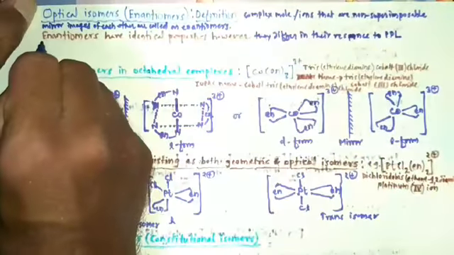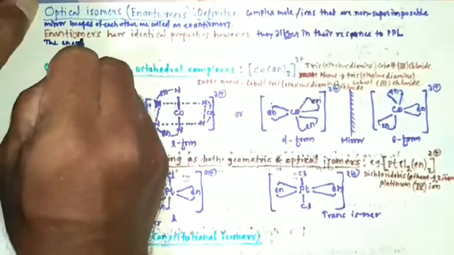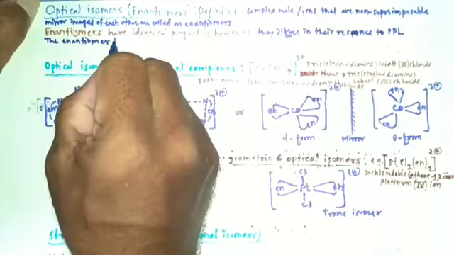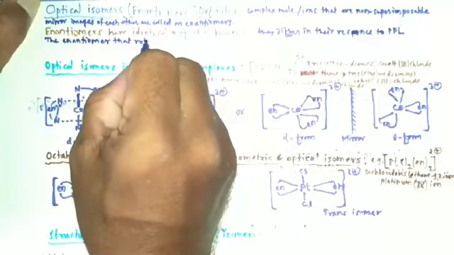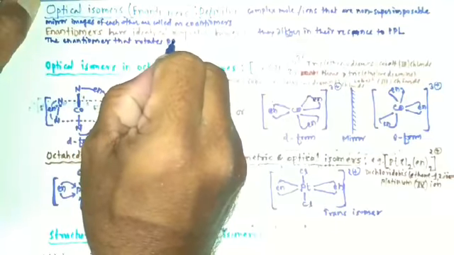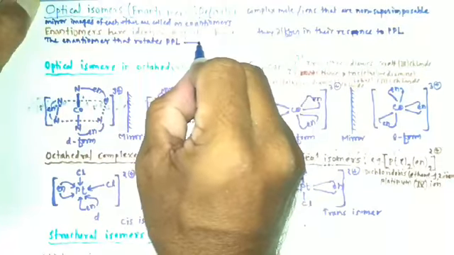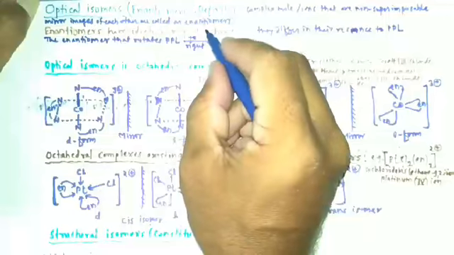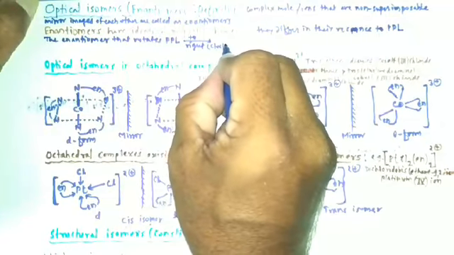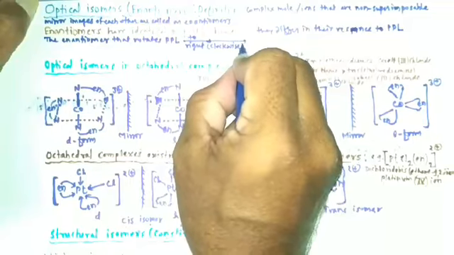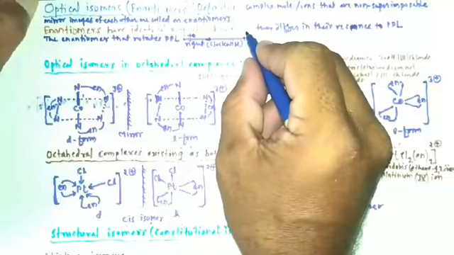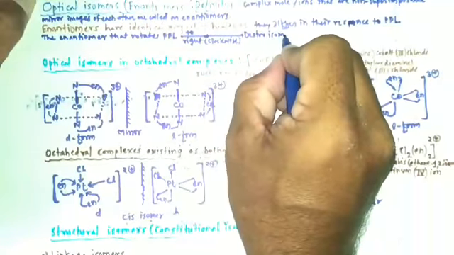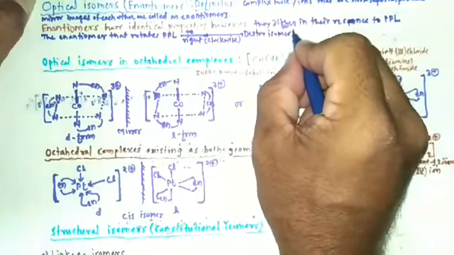The enantiomer that rotates plane polarized light to the right, or in a clockwise direction, is called the dextroisomer, and its symbol is D.